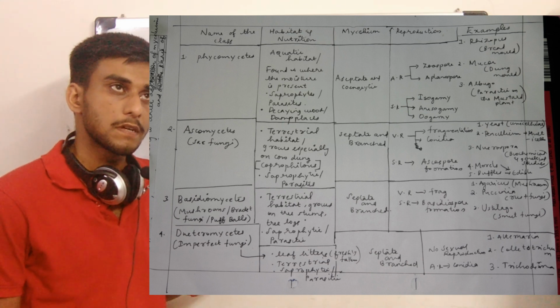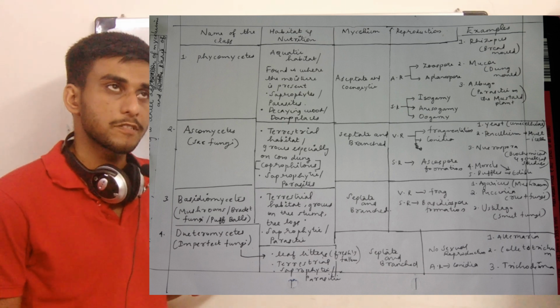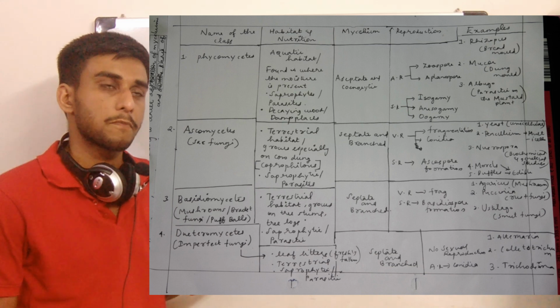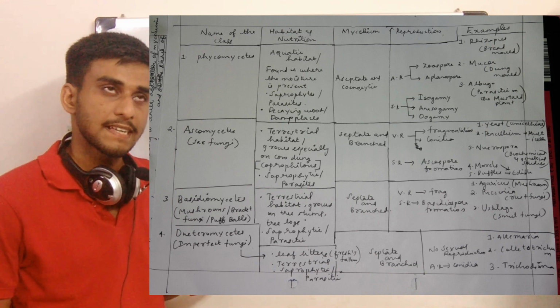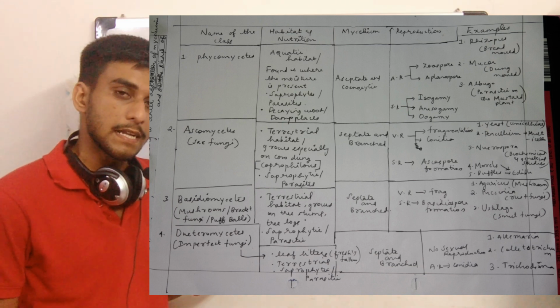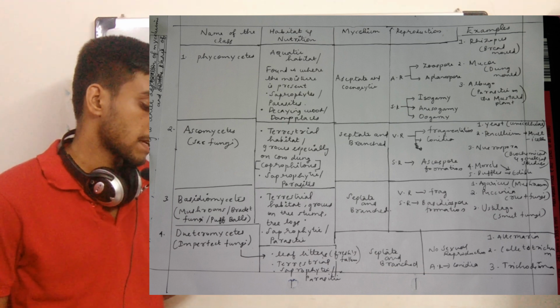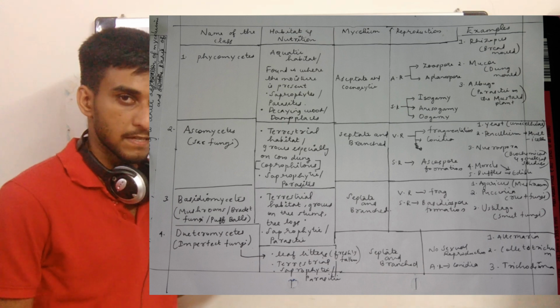Comparing with the ascospore, right? Ascospores are produced in a specialized structure which is known as the ascus. Ascospores are produced internally inside the ascus, then they are released later. So these are the things to be remembered in the Ascomycetes, right?